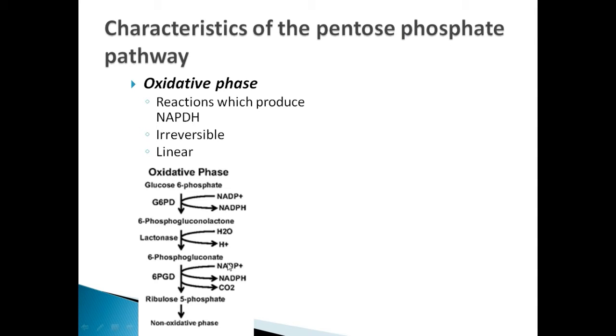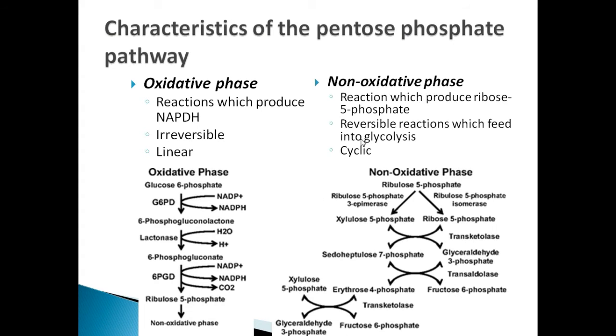an oxidative decarboxylation, where the second NADPH is produced, carbon dioxide is released, and we have ribulose 5-phosphate, and it is this that can be fed into the non-oxidative phase of the pathway. The reaction which produces ribose 5-phosphate, this part of the pathway has reversible reactions which can feed into glycolysis, and it is a cyclical pathway.